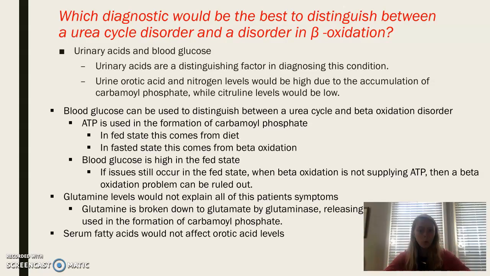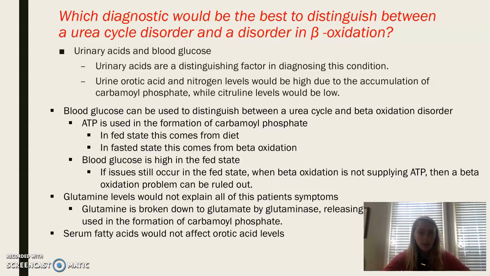Glutamine levels would not explain all of this patient's symptoms. So glutamine is broken down to glutamate by an enzyme called glutaminase. This reaction releases free ammonia, and this free ammonia is used in the formation of carbamoyl phosphate. But this would not explain all of the patient's symptoms because if there was a deficiency in this enzyme, then that means that there would be less free ammonia, so there would be less carbamoyl phosphate, so that would not explain the elevated levels of orotic acid.